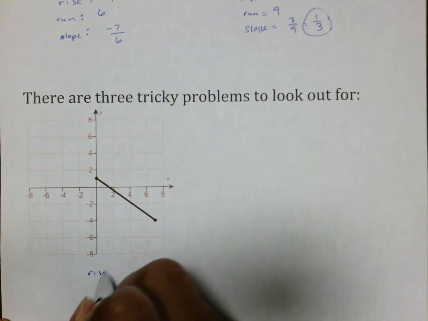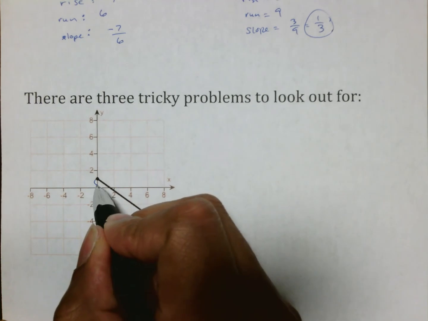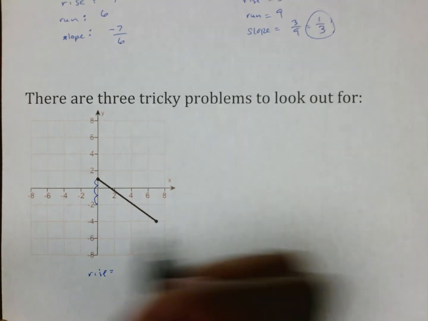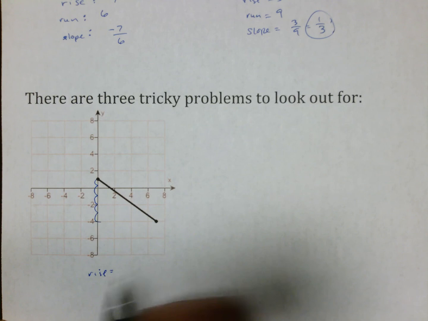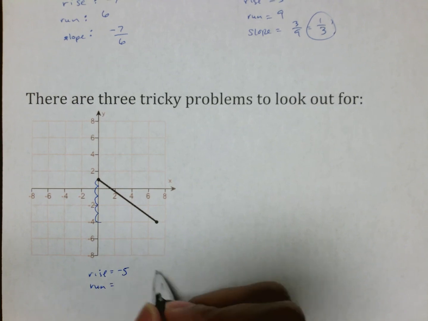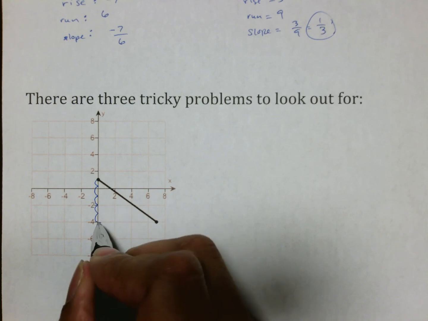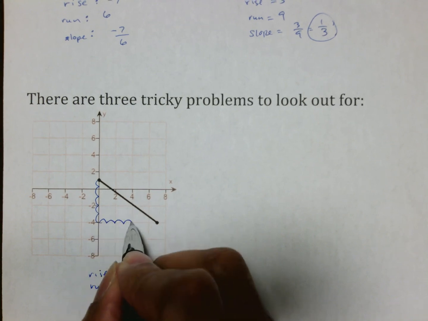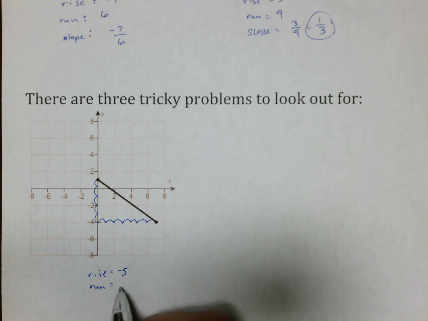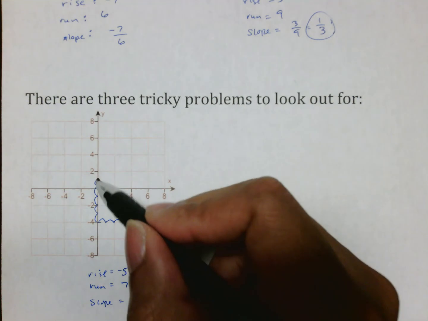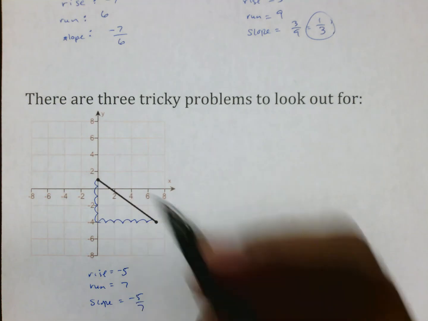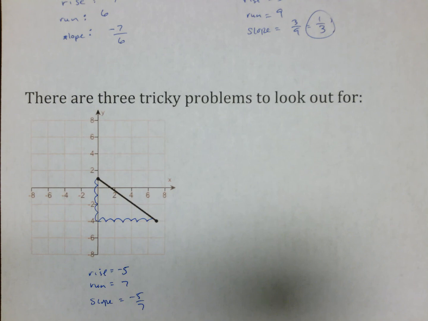So when it asks for your rise, you want to go 1, 2, 3. Notice I'm going in half. 4, 5. And the tricky part again is your run is also counting by 2, so it's 1, 2, 3, 4, 5, 6, 7. And so your slope is -5 over 7, not 1, 2. Like some people are going to put like 2.5 over 3.5, which you don't want to do that.